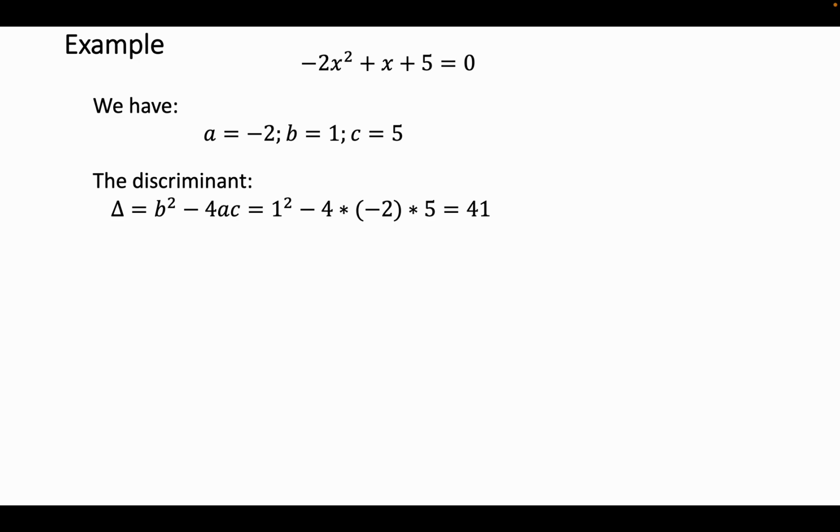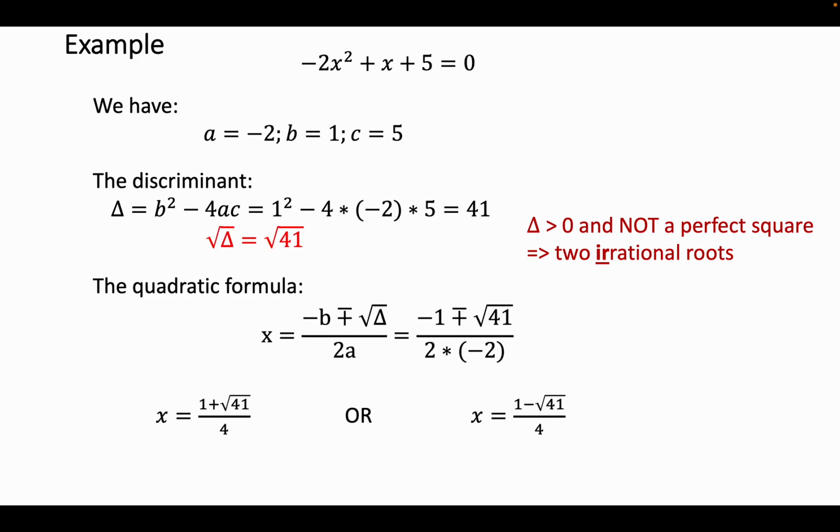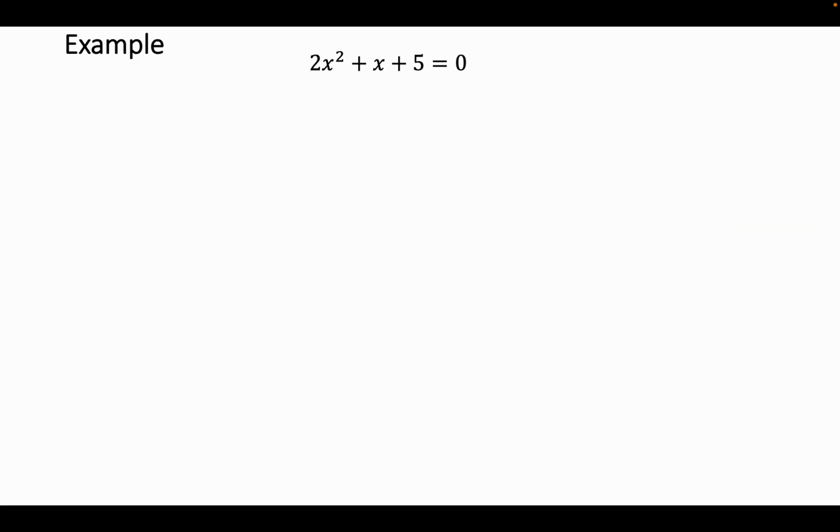Taking the square root of that gives us the square root of 41, which is not a perfect square, which means we will have two irrational roots. We will then substitute using the quadratic formula, which will give us the solutions of x equals 1 plus the square root of 41 divided by 4, or x equals 1 minus the square root of 41 divided by 4.